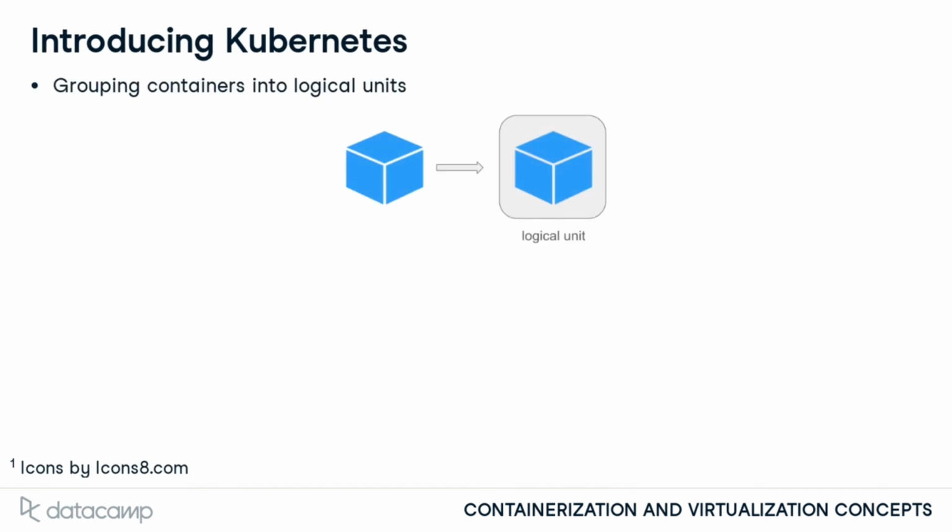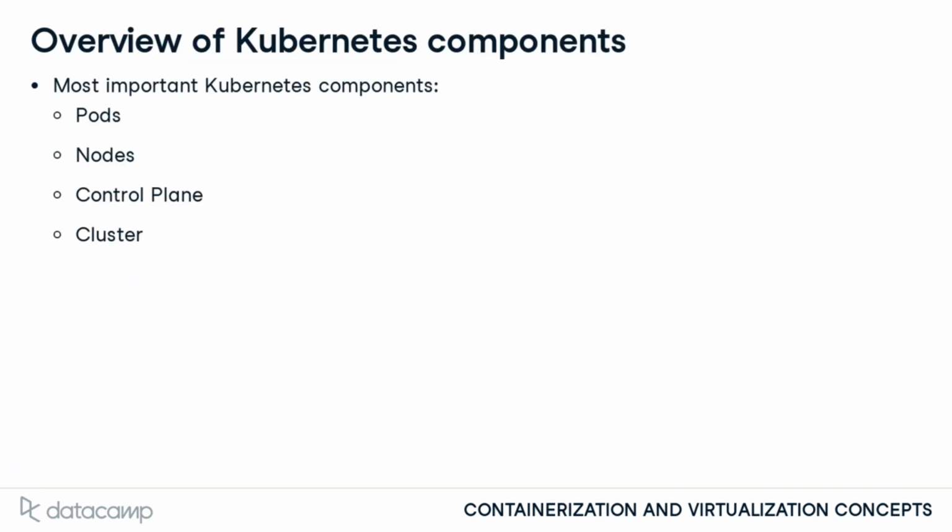Kubernetes groups the containers that make up an application into logical units. More on that soon. It's also important to note that Kubernetes operates as a distributed system, meaning that its various components are spread across different machines. These machines can be virtual or physical, hosted either in the cloud or on-premise. Here's a quick overview of important components of the Kubernetes architecture. Let's go through them one by one.